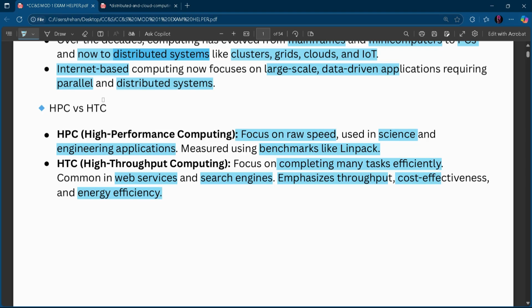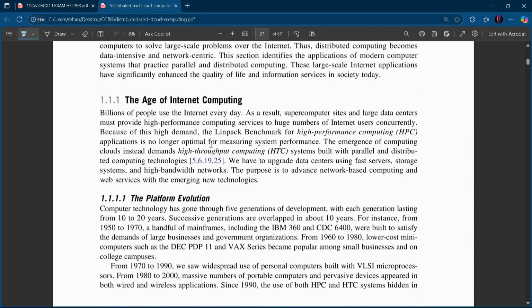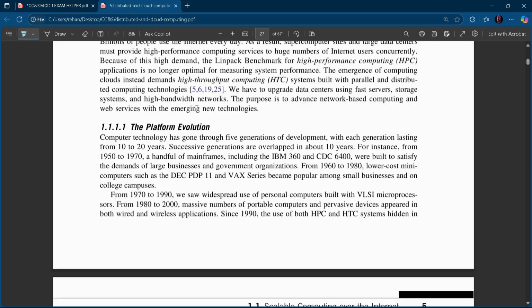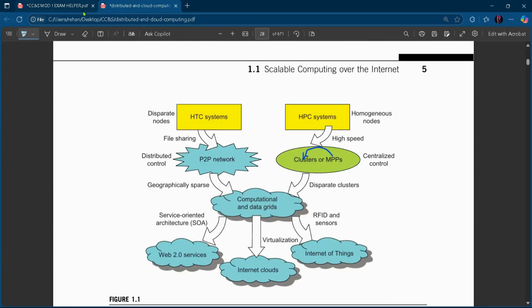But first let us read this, then we'll also compare it with the textbook and see the platform evolution of internet computing. That's where HTC and HPC come in.